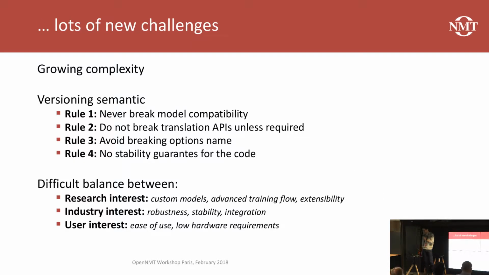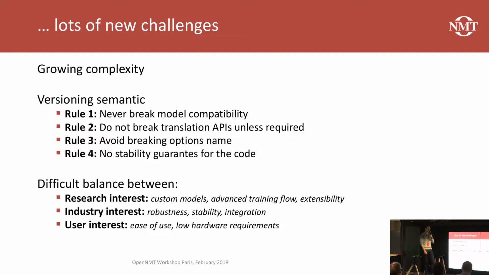And of course, this quick growth poses lots of new challenges. First, within the code, there is a growing complexity, and we simply accept this fact. We always prioritize merging pull requests fast. That means we prefer having a lot of features over, for example, a complex and long code review process. And we accept that. We also needed to take care of the versioning semantic.